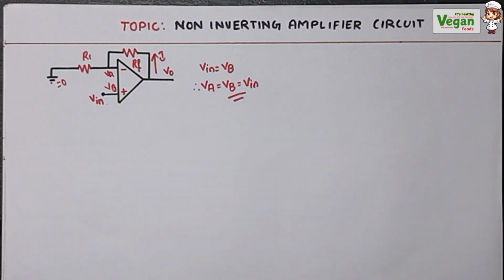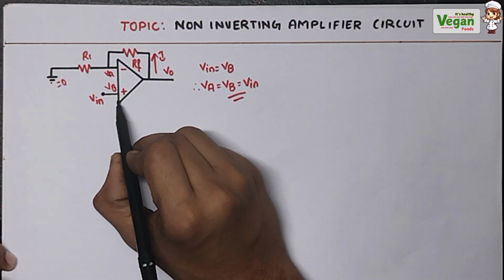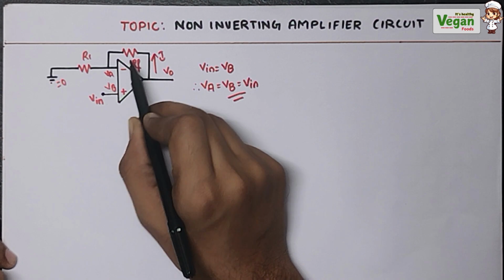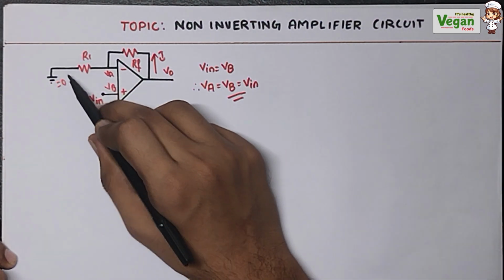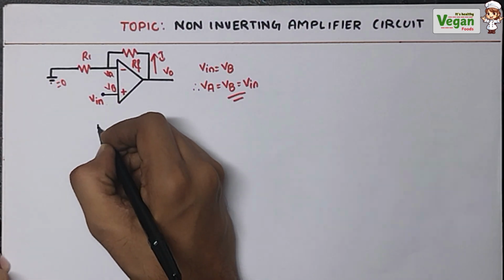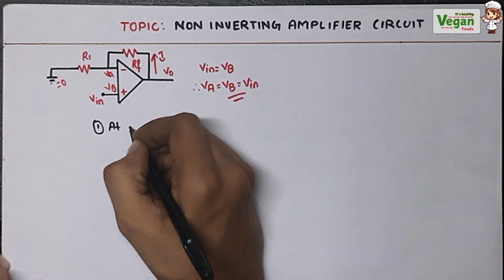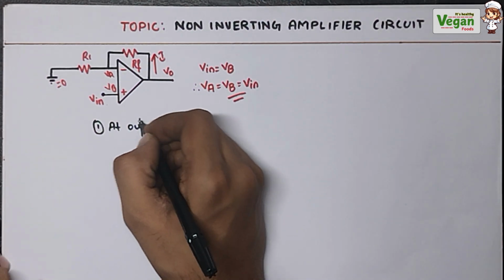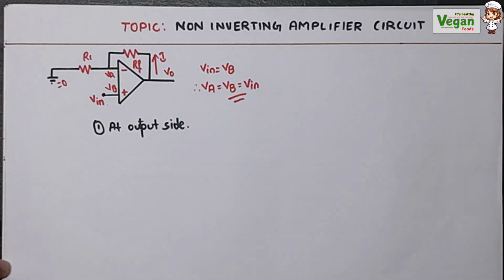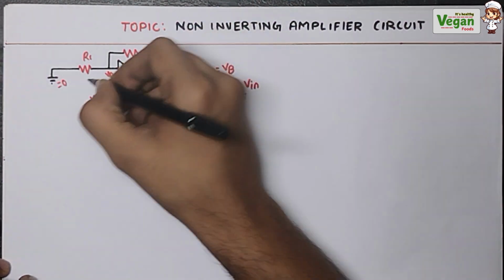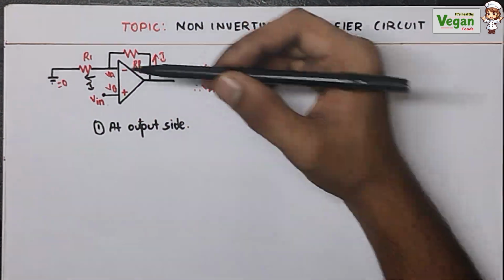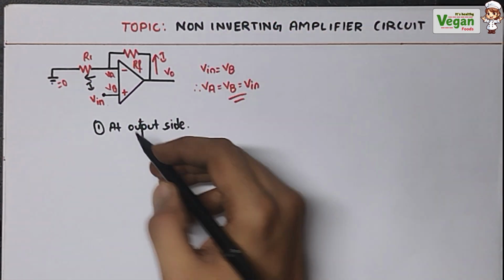So the first equation will be the output equation, because the input directly goes to the output. So this will be considered as the output equation including the feedback circuit, and this will be called the inverting equation at the inverting terminal. So the first one is at the output side. At the output side, how is the current going? The current is the same in the output and inverting equation circuit. So both the currents are the same, so we will equate the current.